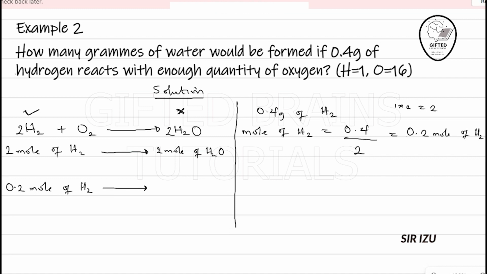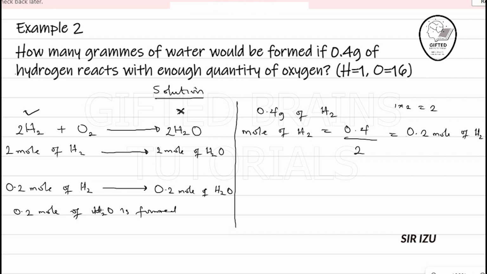Now, recall again that 2 mole of hydrogen gas gave us 2 mole of water. So obviously, 0.2 mole of hydrogen gas will also give us 0.2 mole of water. So I've gotten the mole of water. But unfortunately, we are not asked to get the mole of water. We are asked to get the mass of water. So I can say that 0.2 mole of water, H2O, is formed.